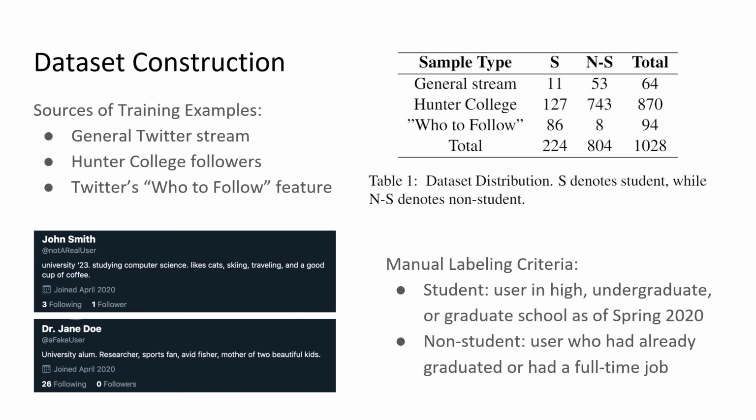After gathering a sample of users, we manually labeled them using their Twitter bios, tweets, and associated online profiles. An example of user bios is included in the bottom left. We had defined students as users in high school, undergraduate, or graduate school as of spring 2020, and non-students as users who had already graduated or had a full-time job.